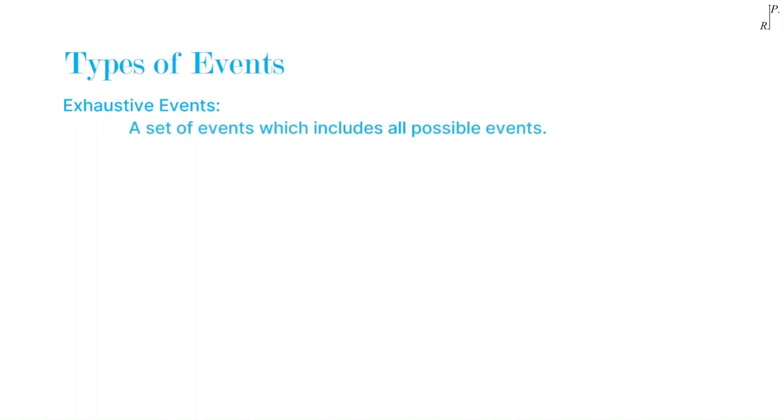Now, let us talk about the types of events. The first one is exhaustive events, sometimes also known as collectively exhaustive events. It is a set of events that includes all possible events. For example, while rolling a dice one time, we have 6 possible outcomes, which can be anything between 1 and 6. So for one throw of the dice, we have 6 exhaustive events.